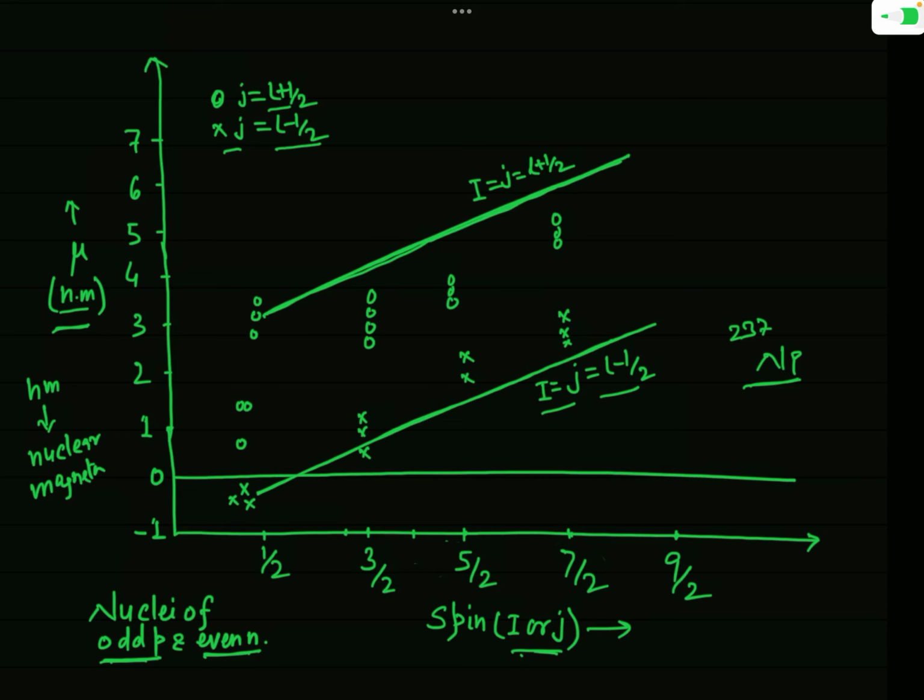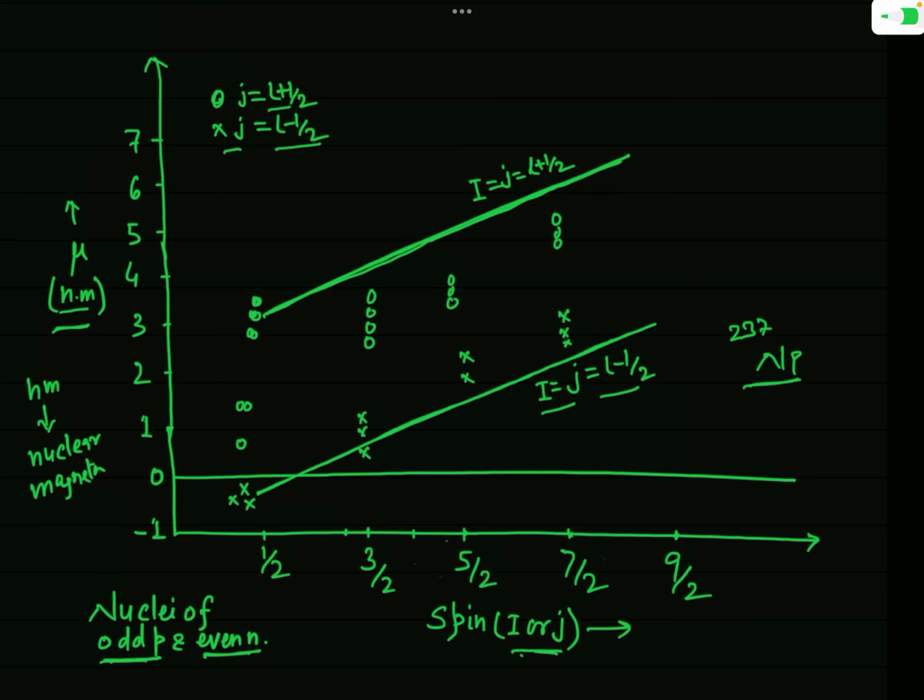Cross is for J equal to L minus half, and this circle is for J equal to L plus half. See this figure. The experimental points belonging to this shell model configuration with J equal to L plus half are marked by circles, as I have told you, and they are mostly found to be close to the Schmidt line J equal to L plus half. As you can see, this is the line for which J equal to L plus half, and these circles are close to this line.